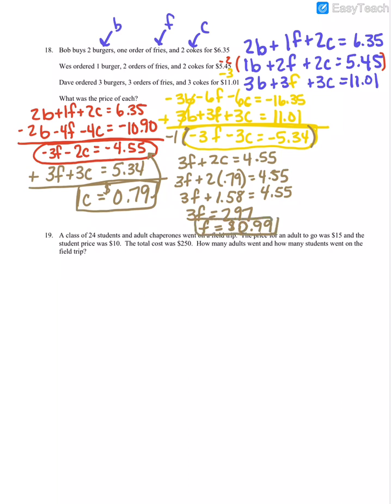Alright, last thing. We gotta find the burgers. Let's do the middle one because there's only one of them. So 1 burger plus 2 times my fries plus 2 times my Cokes. And I ran out of room. So 1 burger plus $1.98 plus $1.58 is equal to $5.45. So 1 burger plus $3.56 is $5.45. So 1 burger is $1.89.